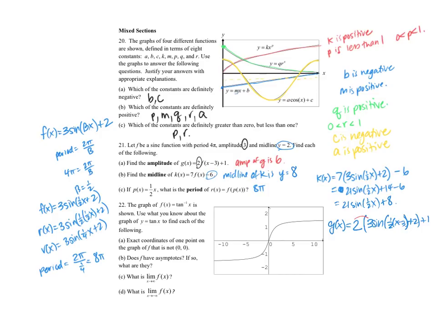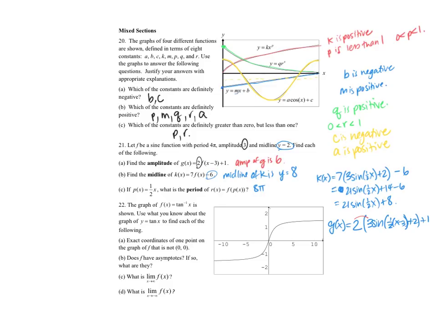All right, so the last one says that I have a graph of, okay, I'm going to erase some of this stuff. So I have a graph here of tangent inverse. Use what I know about tangent to find each of the following. The coordinates of one point on the graph of f that is not 0, 0. Okay, so what do I know about tangent? I know that tangent of pi over 4 is equal to 1. So I know that tangent inverse of 1 is equal to pi over 4. So that is a point, 1 comma pi over 4.